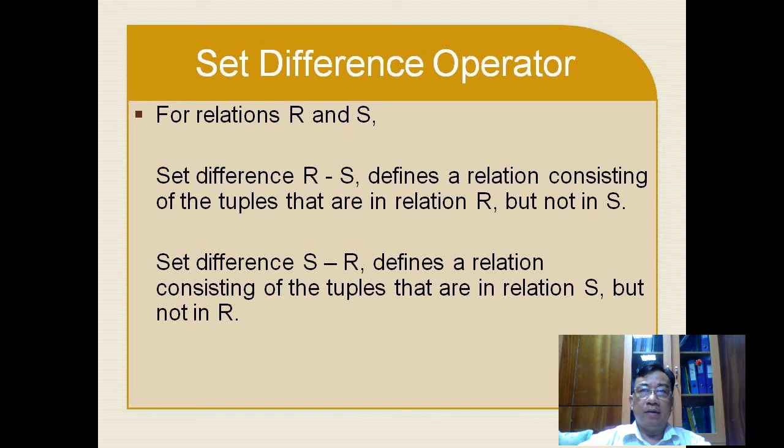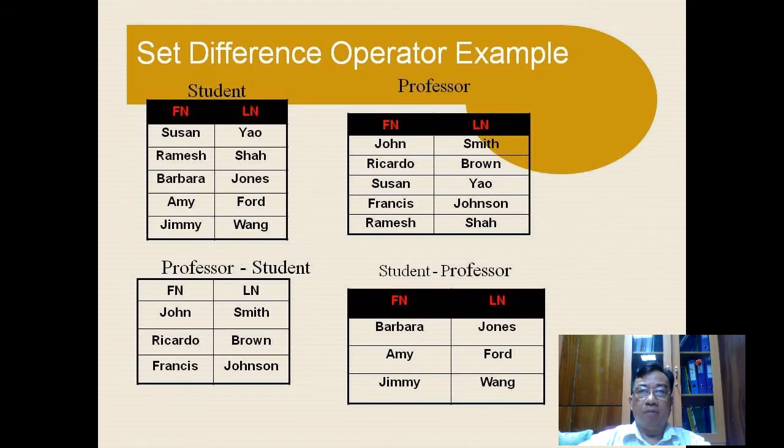Now I go to set difference operator. Set difference defines a relation consisting of the tuples that are in relation R but not in relation S. And set difference, S set difference R defines a relation consisting of the tuples that are in relation S but not in relation R. And here is an example of set difference operator.